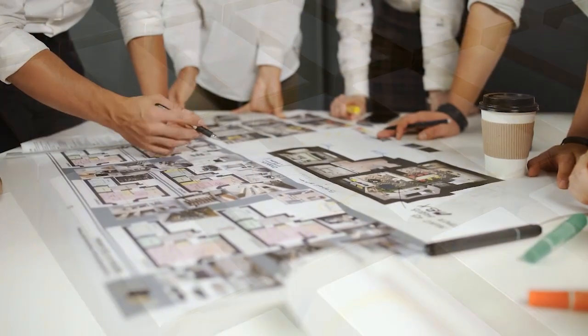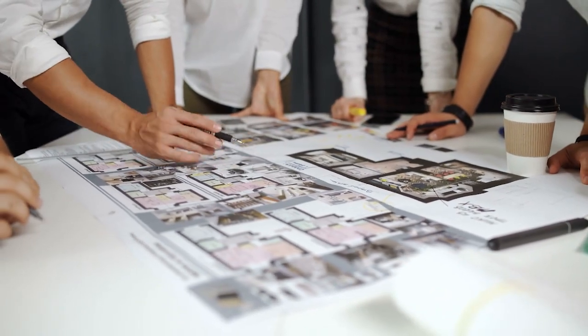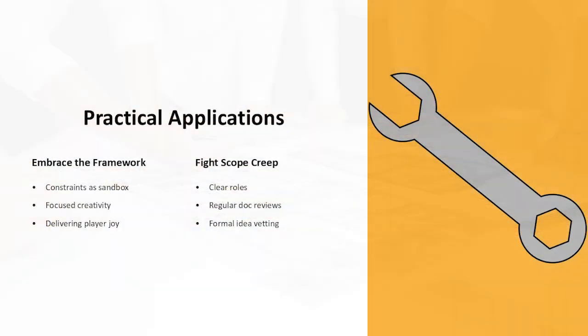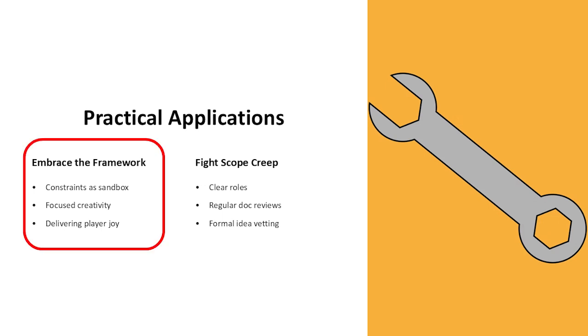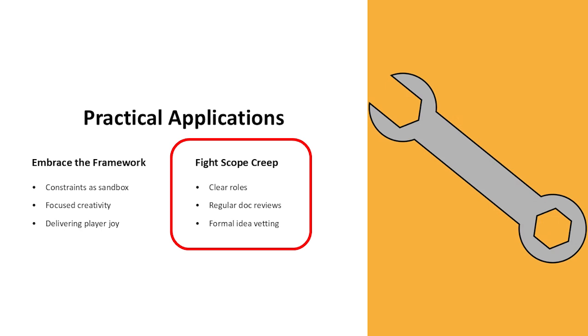So what does all this mean for your own game design journey? It means that rather than seeing constraints as shackles, you can treat them as a framework, a sandbox to play in. They help you avoid the endless swirl of what ifs and keep you focused on what really delivers joy and meaning to your players. And when it comes to scope creep, your best weapons are clarity and communication.